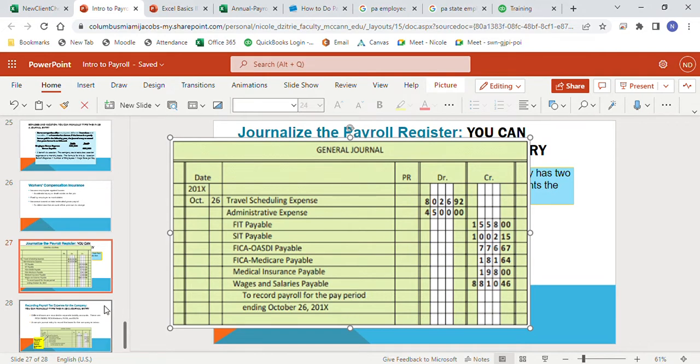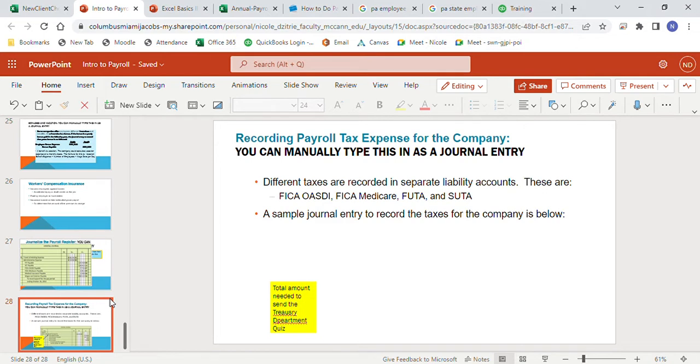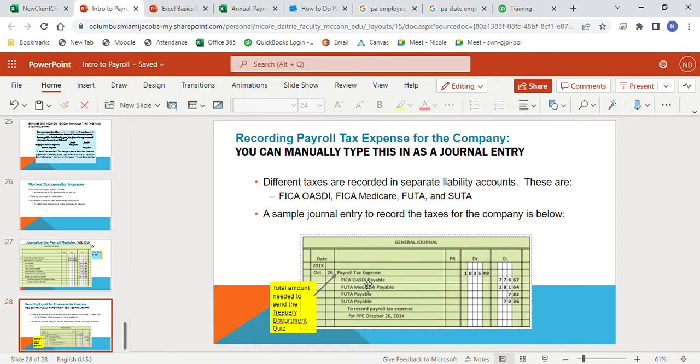The next one is going to show the employer's responsibility, because remember I said the employer has to match the OASDI and the HI. So what happens here is you have your payroll tax expense, and you acknowledge that expense that the company has to pay. And then this is the total amount that has to be sent to the Treasury Department. We have the FICA, which is 6.2%, and the Medicare, which is 181.64. I'm sorry, the other two are not. They're actually unemployment, so you have the FUTA and the SUTA. This is to record the payroll taxes for that one week for your responsibility as the employer, because you have to match that.